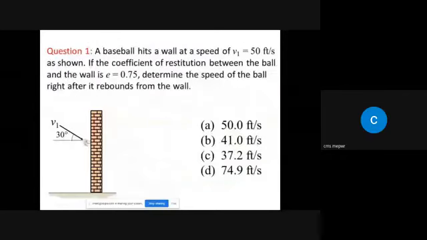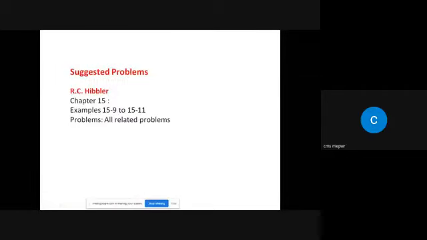Okay, this is an example. You need to go through it. The answers are given, so you need to select one of the answers, the best answer, or the one that is closer to your answer. The suggested problems are again from R.C. Hibbeler. So examples are 15-9 to 15-11, and then again you need to look into the relevant problems and solve those relevant problems.